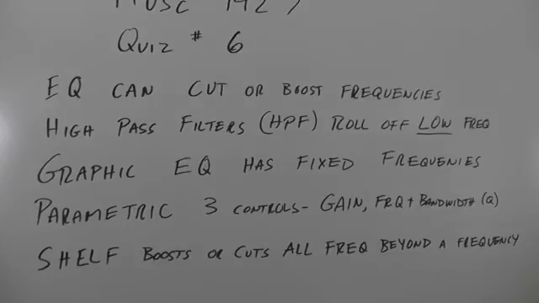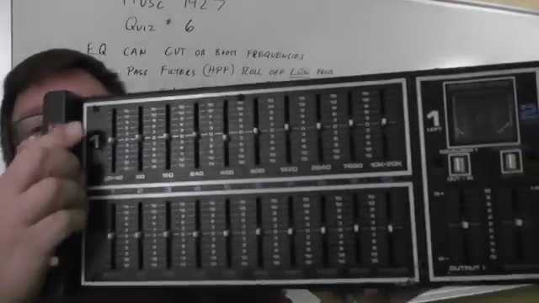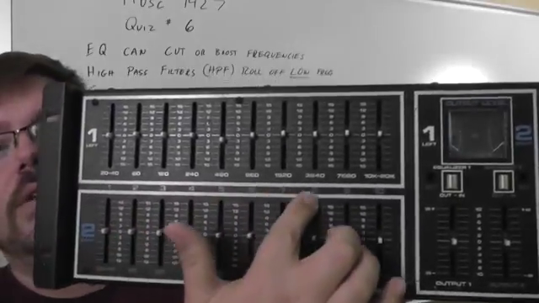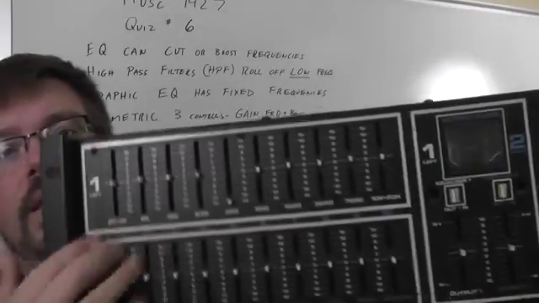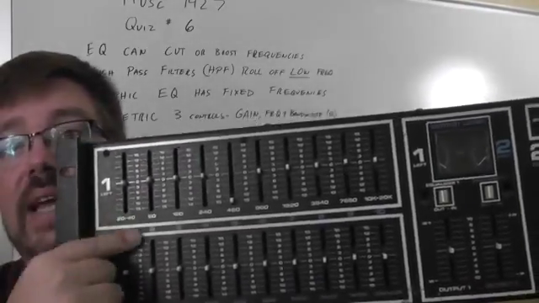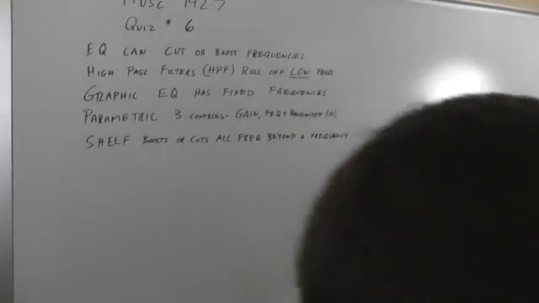So a graphic equalizer has fixed frequencies. And a graphic equalizer looks like this. You've got the frequencies already selected for you, and here you can boost it, you can cut it, but you can't change what frequencies are selected there.